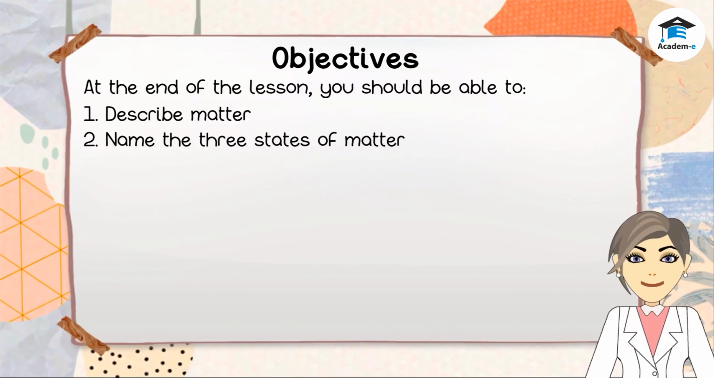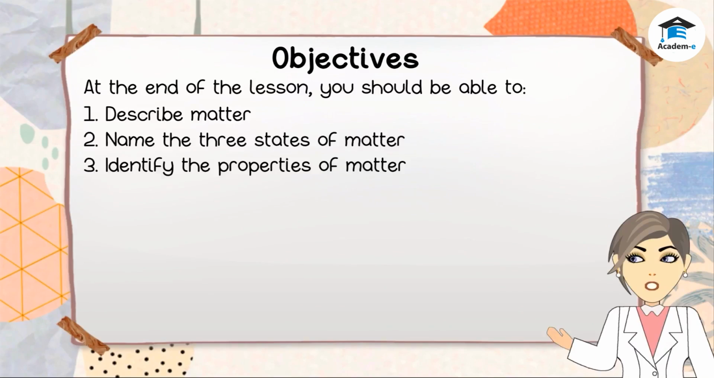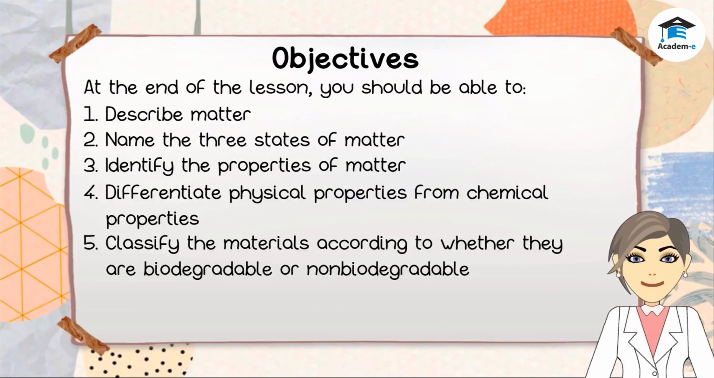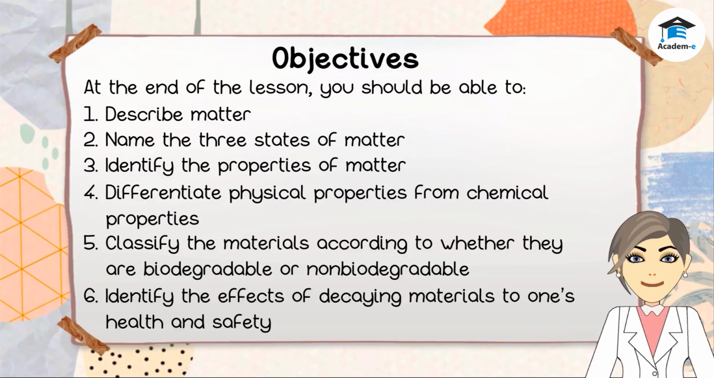describe matter. Name the 3 states of matter. Identify the properties of matter. Differentiate physical properties from chemical properties. Classify the materials according to whether they are biodegradable or non-biodegradable. Identify the effects of decaying materials to one's health and safety.